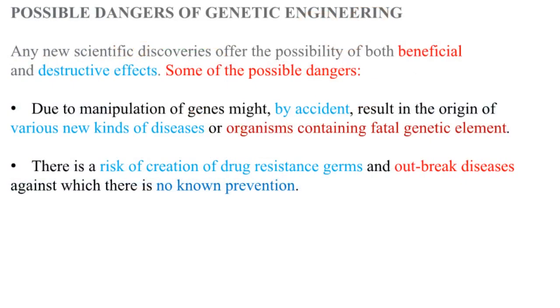Possible dangers of genetic engineering. Any new scientific discoveries offer the possibility of both beneficial and destructive effects. Some of the possible dangers are that manipulation of genes might, by accident, result in the origin of various new kinds of diseases or organisms containing fatal genetic elements. There is a risk of creation of drug-resistant germs and outbreak diseases against which there is no known prevention.